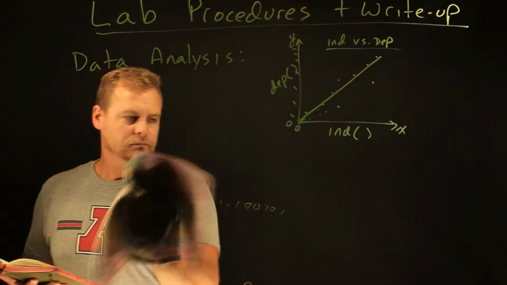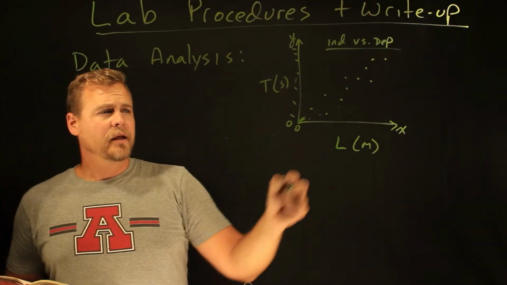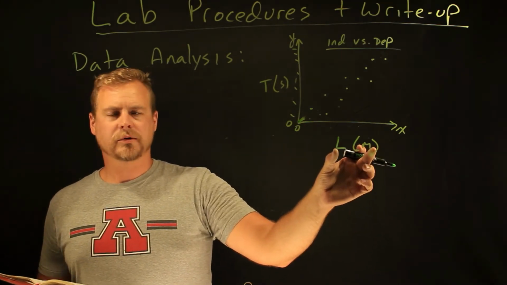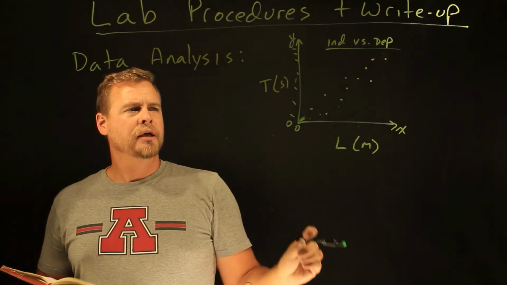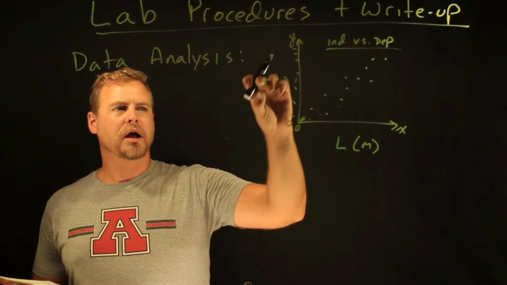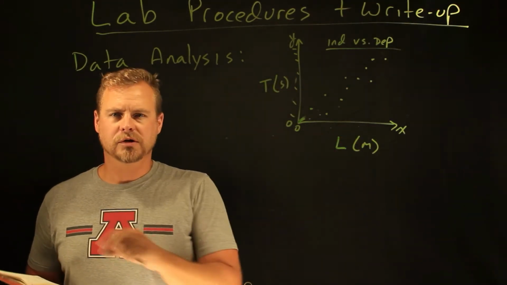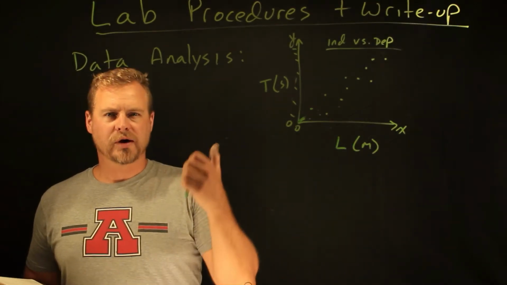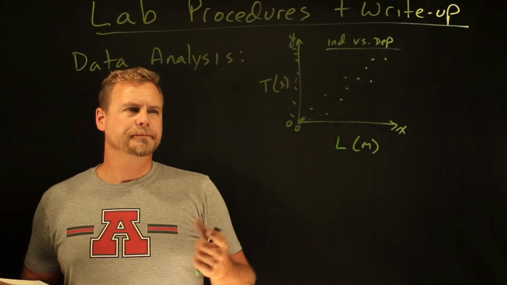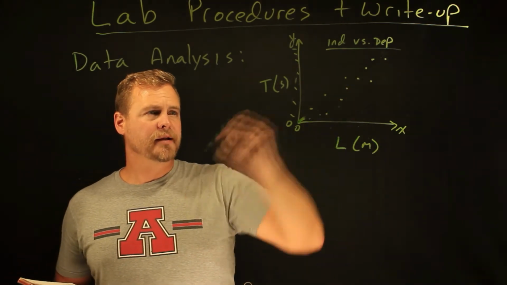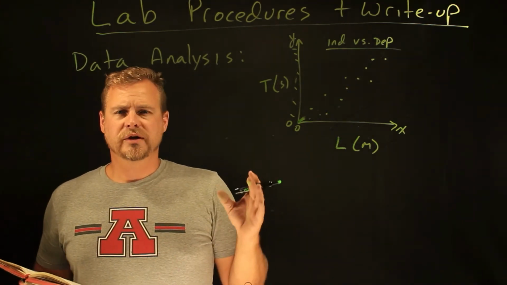Okay, now that you have your data plotted, I'm going to use my independent variable, length in meters, and I'm going to be measuring time in seconds. So if I think about a pendulum, I'm going to drop a pendulum of different lengths, and I'm going to try to measure the time interval or the period of that pendulum. I'm going to plot my data, and now I want to interpret.